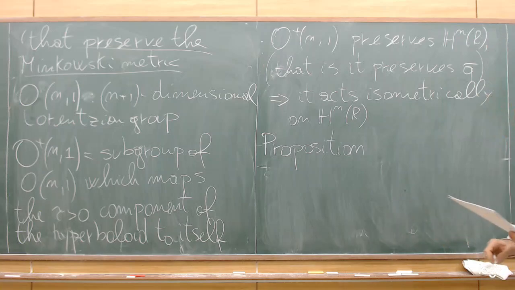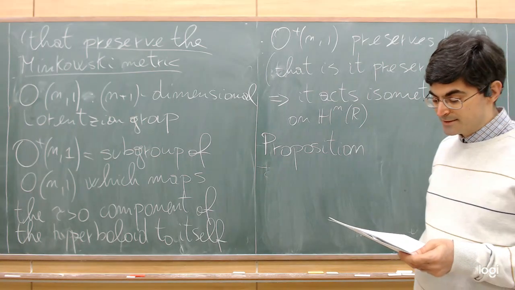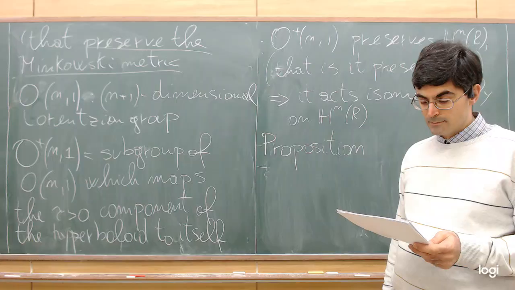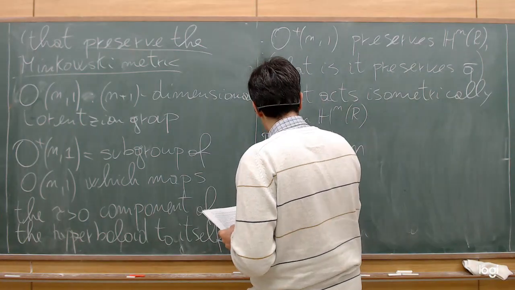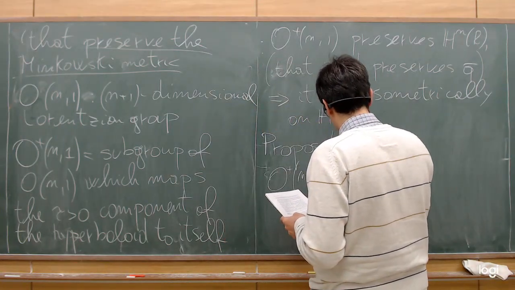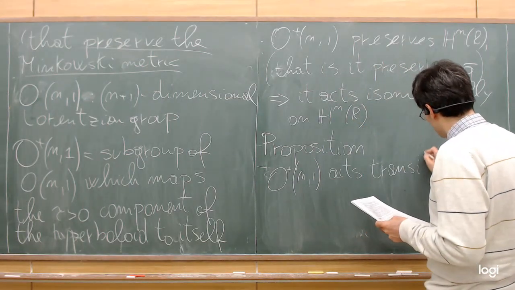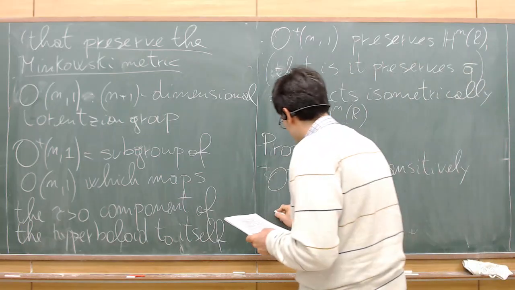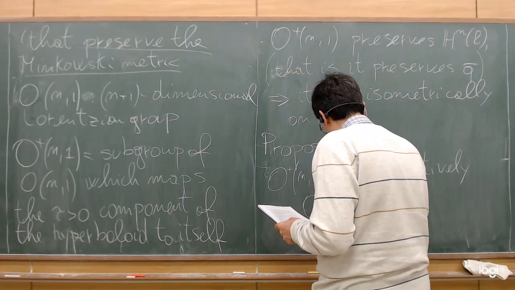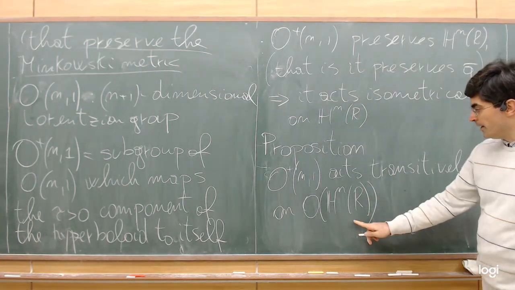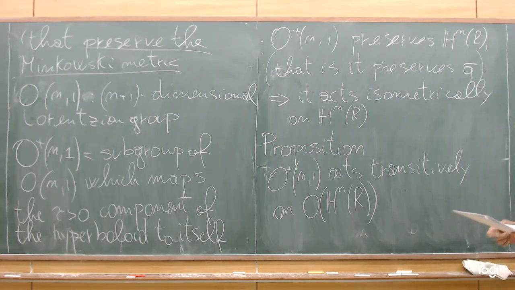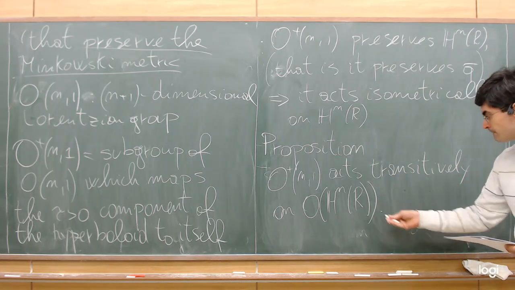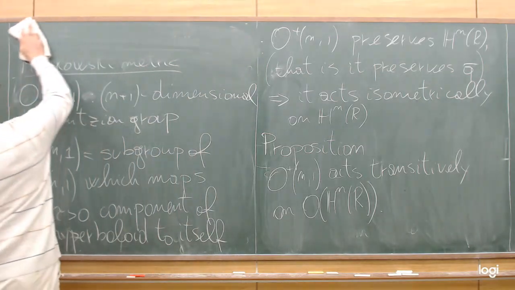Then, using the same strategy of the proof of the fact that O n plus 1 acts transitively on O S n R, you can prove that O plus n comma 1 acts transitively on O H n R, where this is the set of all orthonormal frames for the tangent space to the hyperbolic space. So I will leave the details of the proof to you.